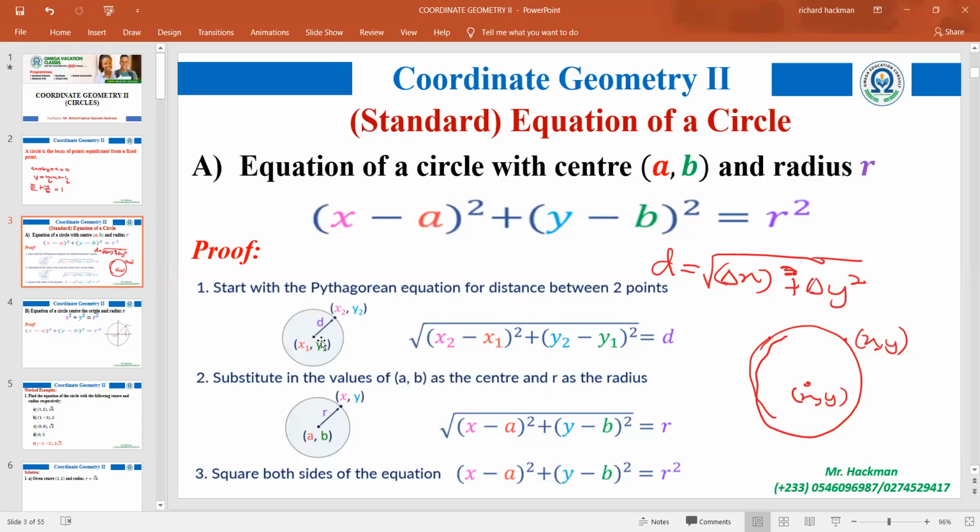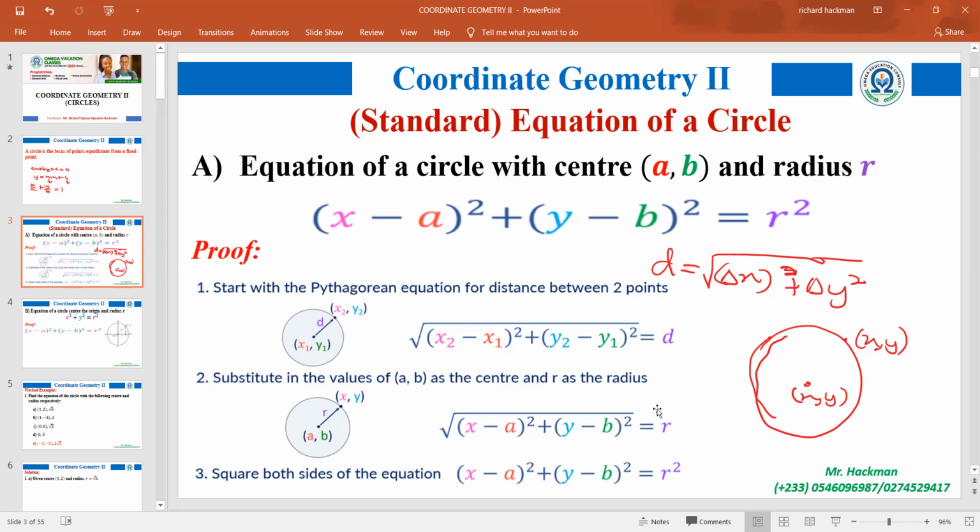I've explained that. So I have changed this coordinate to this, the coordinate of the center to (a, b), and the distance also to r. So if I extend the distance formula, I know my d is r. So it means my r will be equal to the root of the change in x, which will be x minus a, squared, then plus the change in y, which will give me y minus b, squared. Please, are you following? Are you all with me?